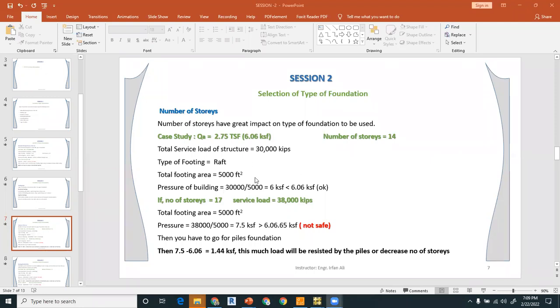And the bearing pressure we have to calculate next, that is, what is the demand coming from the structure in terms of pressure. So the pressure of the building is the 30,000 divided by the footing area. So it comes out to be 6 KSF, and the capacity of the soil to resist the load is 6.06. It is almost equal, but it is slightly greater. So the design is okay. So you are on the safe side, right?